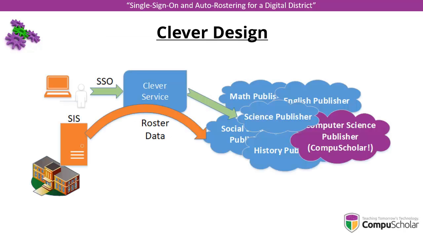So it will get all of the roster data, information about all of your users, and it will combine all of that into the centralized Clever service. Different publishers like CompuScholar can then pull that roster data down and begin laying out your classes in our online systems. Your students will be assigned a Clever username and password, go to the Clever dashboard to log in, and then from there have single-click access into the different publisher systems.